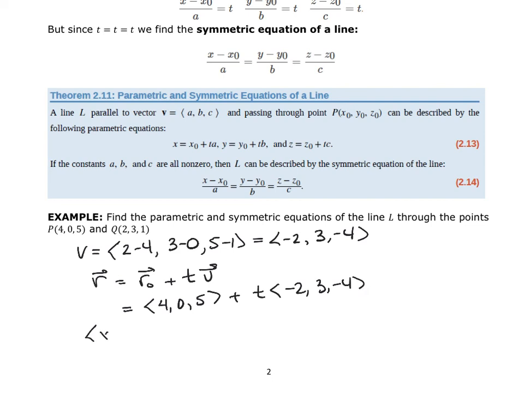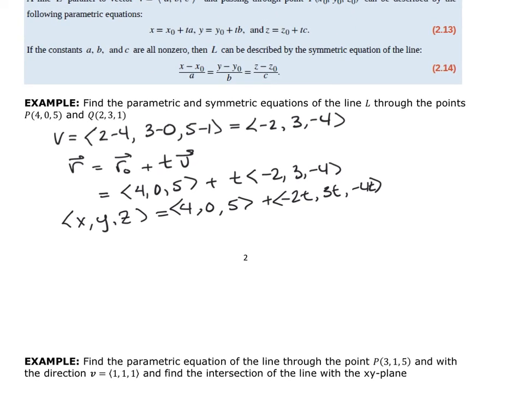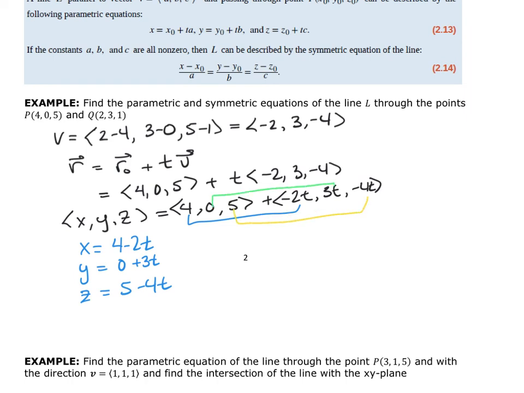So we know that r is the vector x, y, and z, which is equal to 4, 0, and 5 plus -2t, 3t, -4t. All I did there is multiply the scalar in. We know that x has to equal 4 minus 2t, y has to equal 0 plus 3t, and z has to equal 5 minus 4t. So there are my parametric equations of the line, assuming t is a real number.